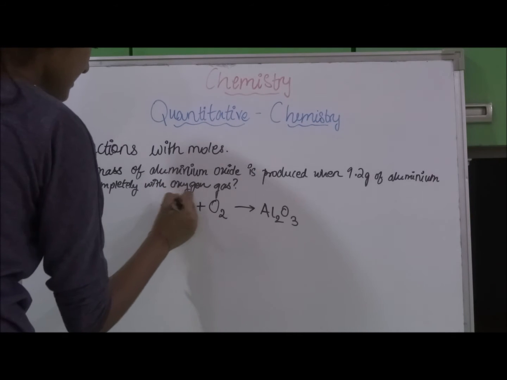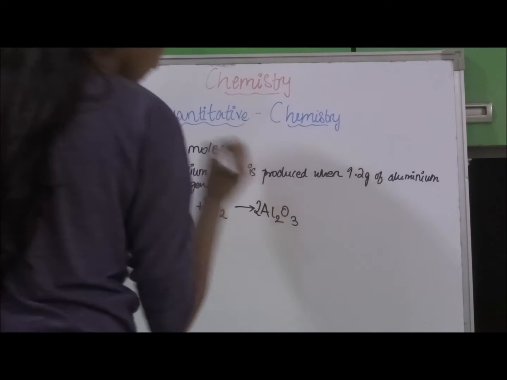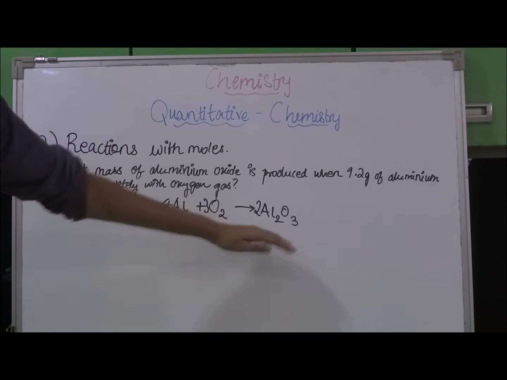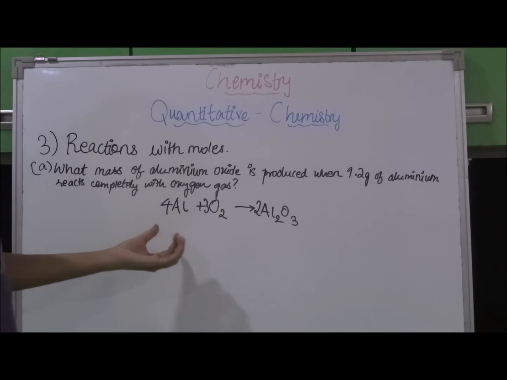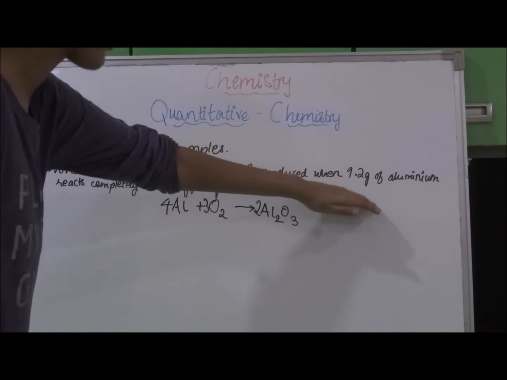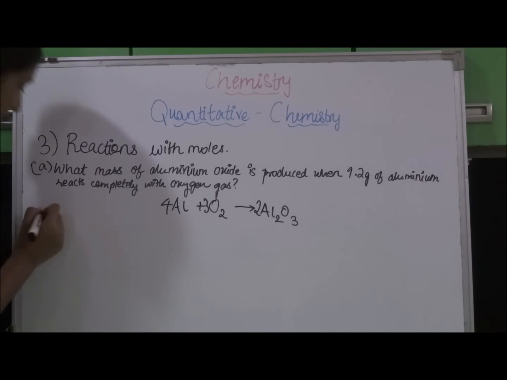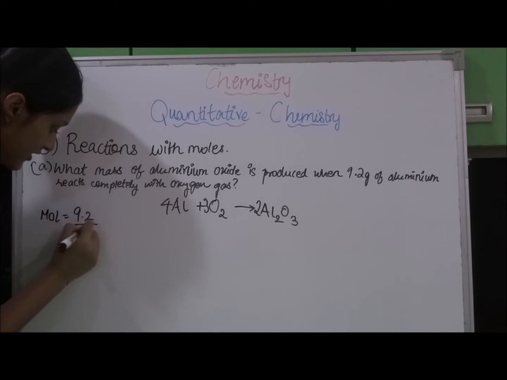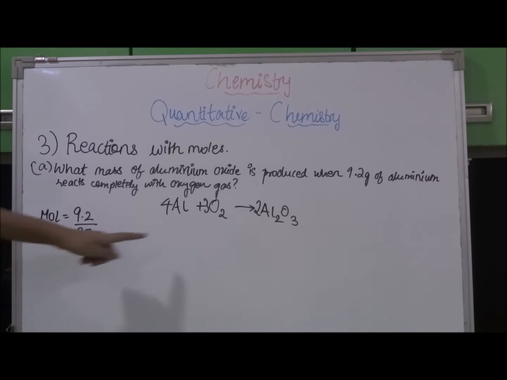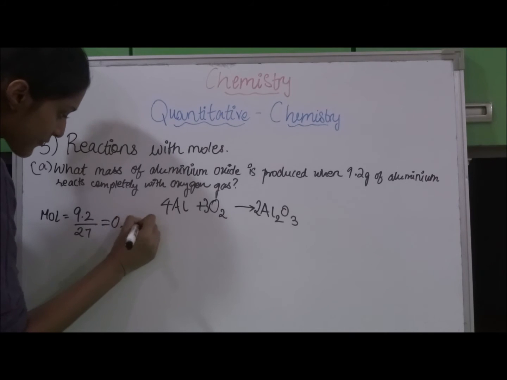So we balance this this way. The equation is balanced, so the number of atoms of a particular element are equal on both the sides. Second, we need to convert these 9.2 grams of aluminium to moles. To convert into moles, we divide the mass in grams by the molecular mass. The molecular mass of aluminium is 27 and we get 0.34 moles.